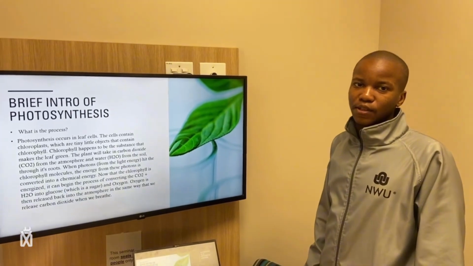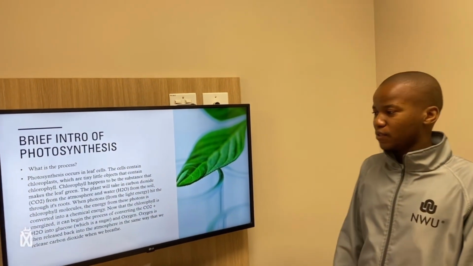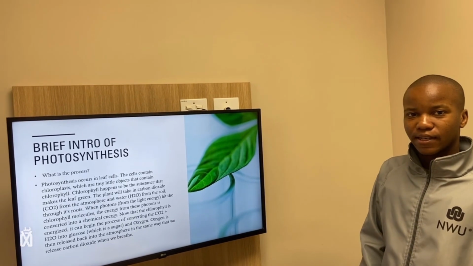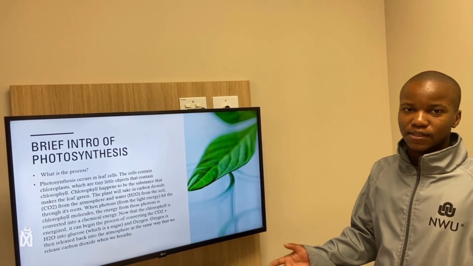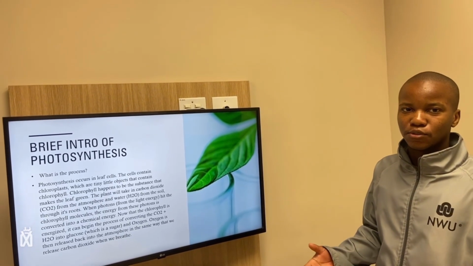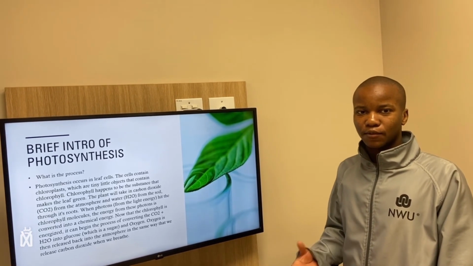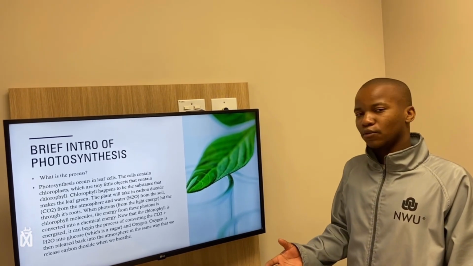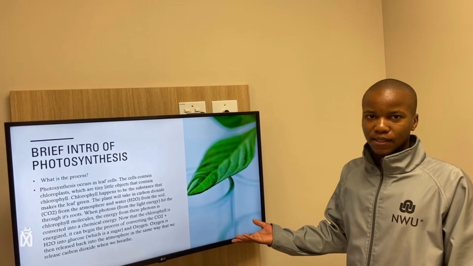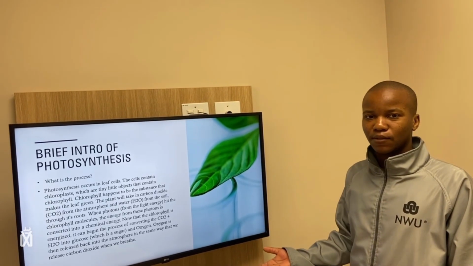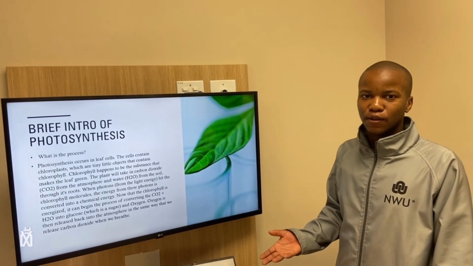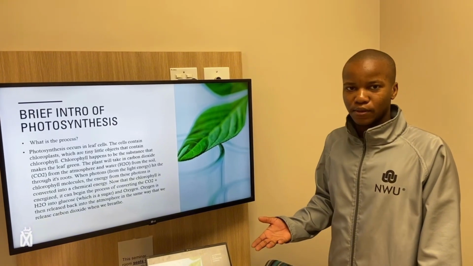One thing you have to remember during this process of photosynthesis is that there's an exchange between humans and trees. Humans produce carbon dioxide, which is needed for trees to manufacture their own food, and the trees produce oxygen, which is needed for humans to also produce proteins for their bodies.